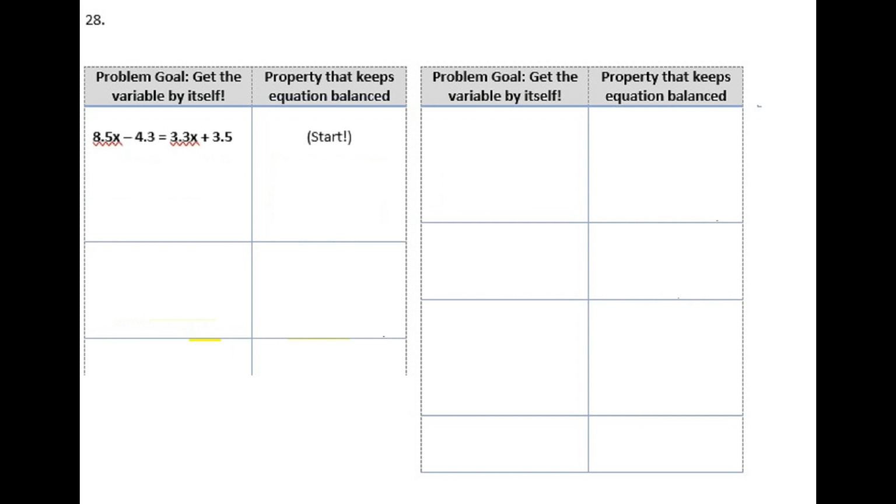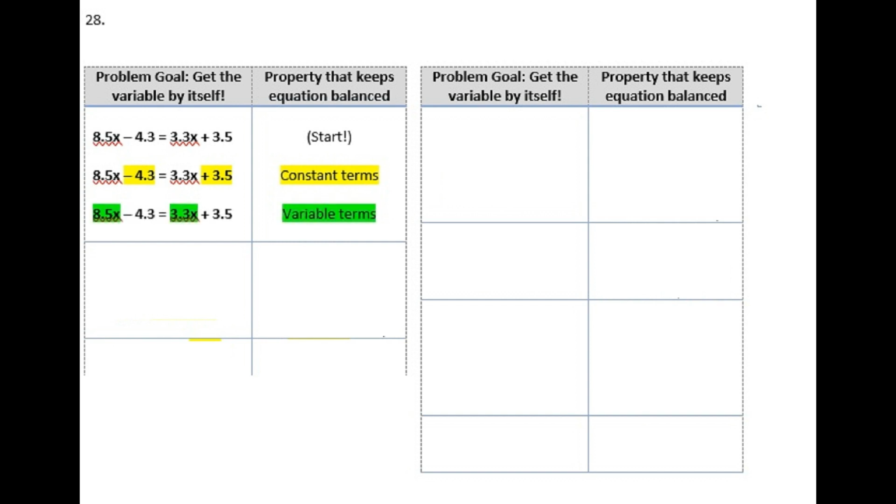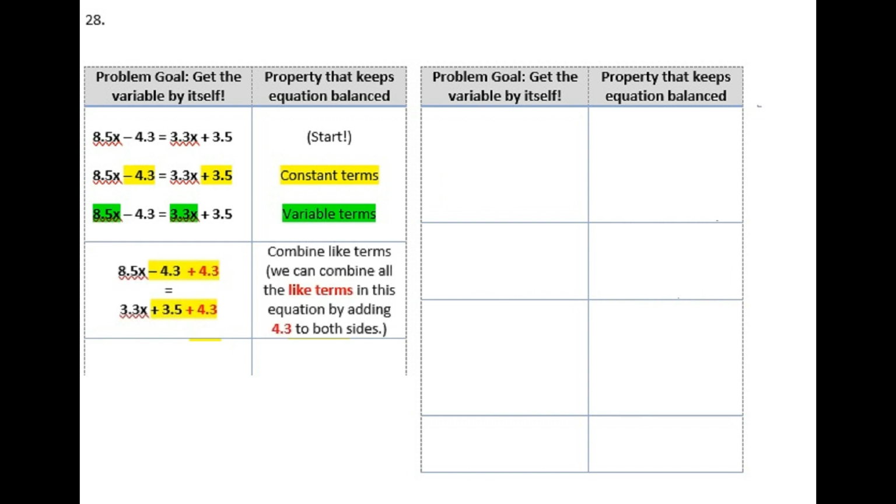So, going on to this one. No shapes here, but we do have constants and variables on both sides of the equation. This is 8.5x minus 4.3 equals 3.3x plus 3.5. So negative 4.3 and positive 3.5 are our constants. 8.5x and 3.3x are our variables.